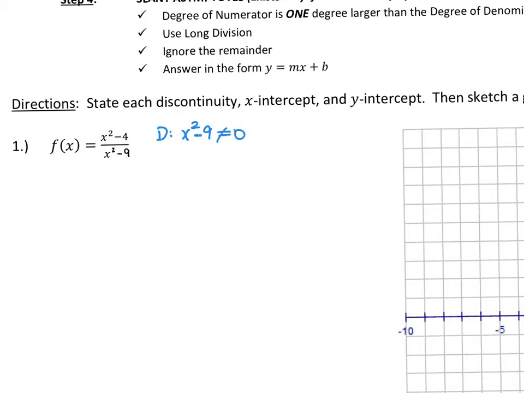You can either factor this into x plus 3 times x minus 3, or you can just solve it. When I move 9 to the other side and take the square root, I get x cannot be plus or minus 3. Do you guys agree with me on that? Okay, so how do I say x can be anything in the entire world except for positive and negative 3?